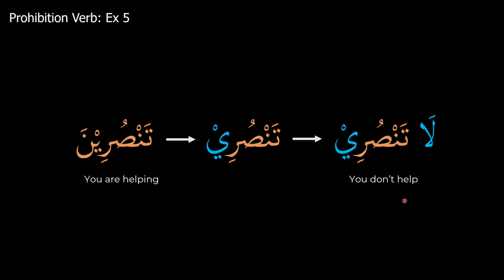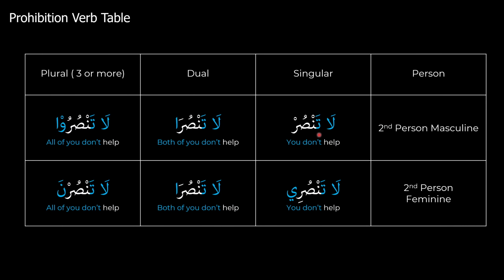And now let's take a look at the conjugation table. So here we have la tansur, which is the second person masculine singular form. And again, we have the sukun at the end. And then we have the la of prohibition at the front. This is the harf that gives the connotation of don't. So this becomes you don't help. And then again, for dual, we have the same thing. We have la tansura. And remember, the noon is dropped because we put a sukun on it. And then again, la of prohibition at the front. So this becomes both of you don't help.